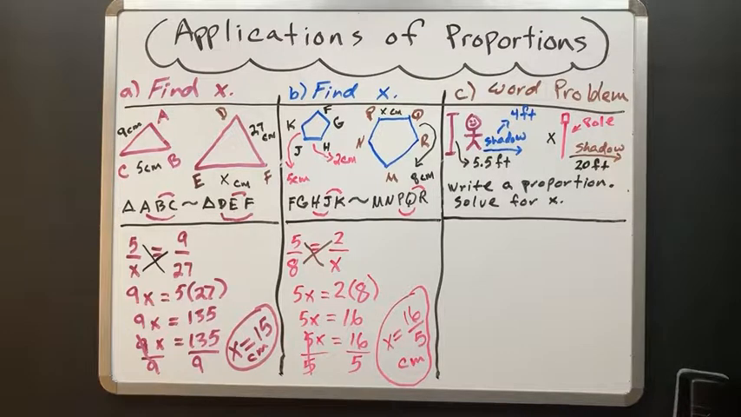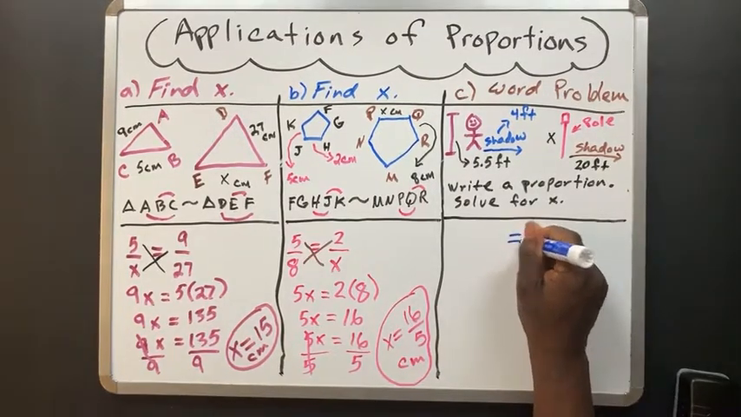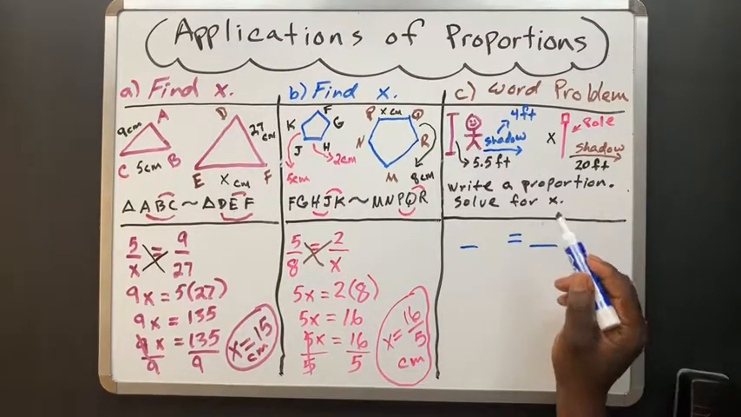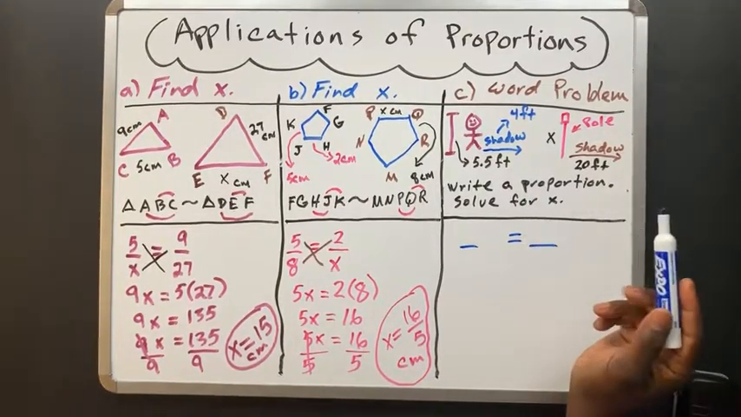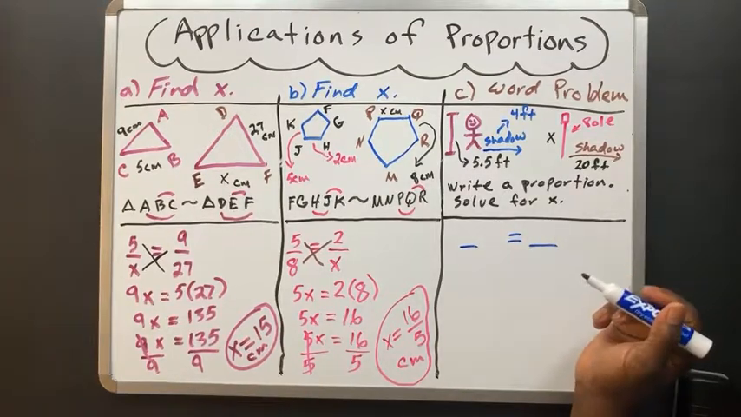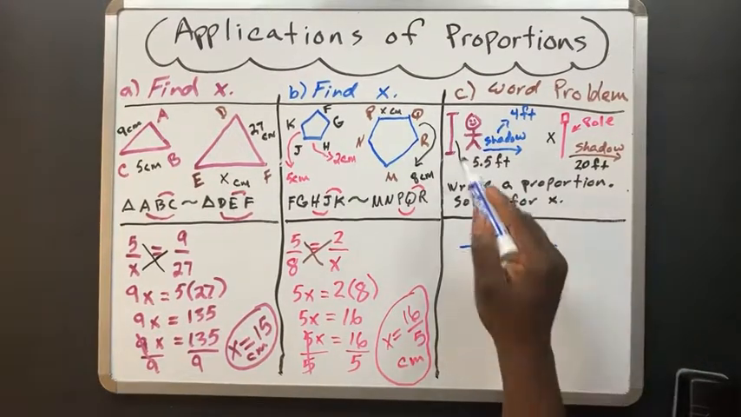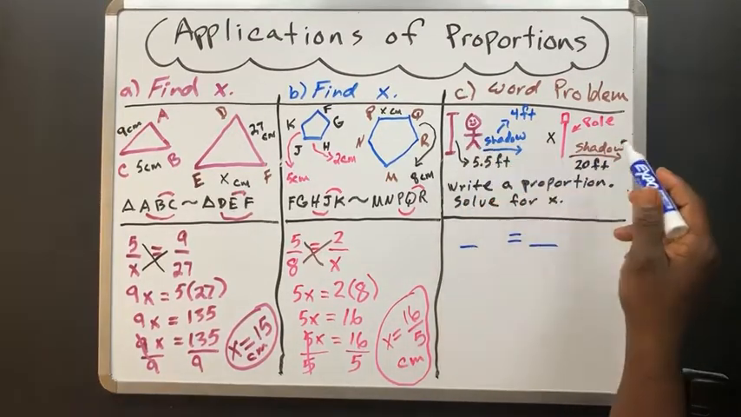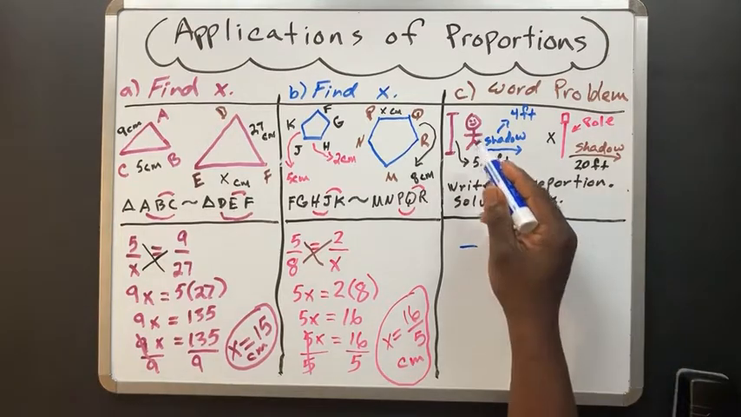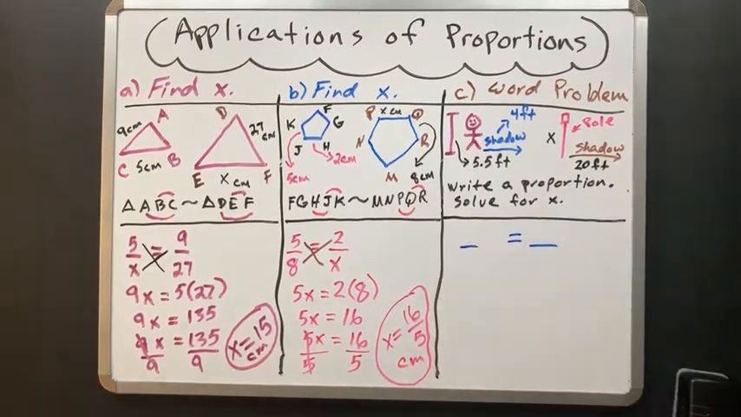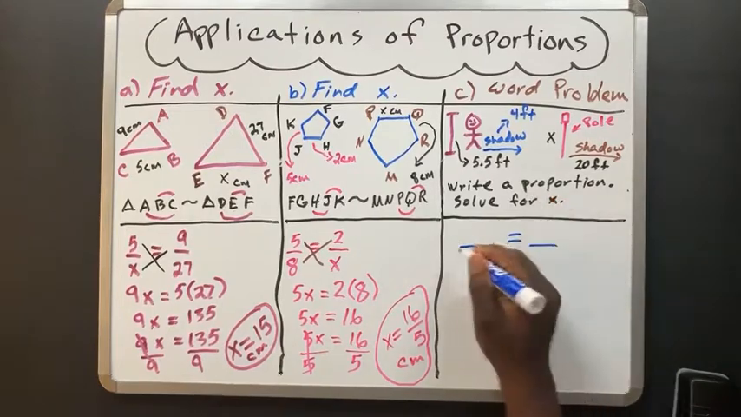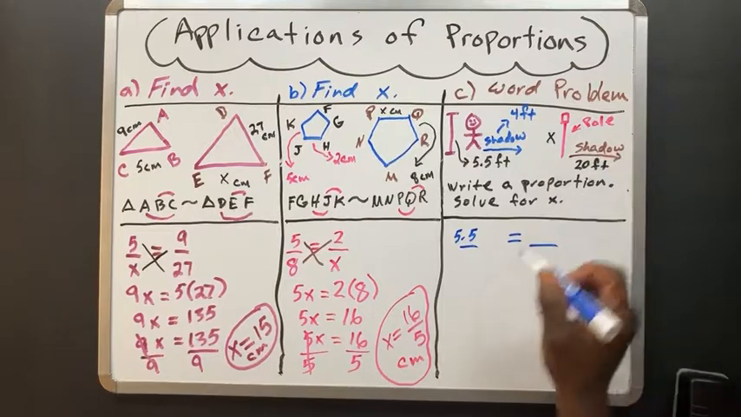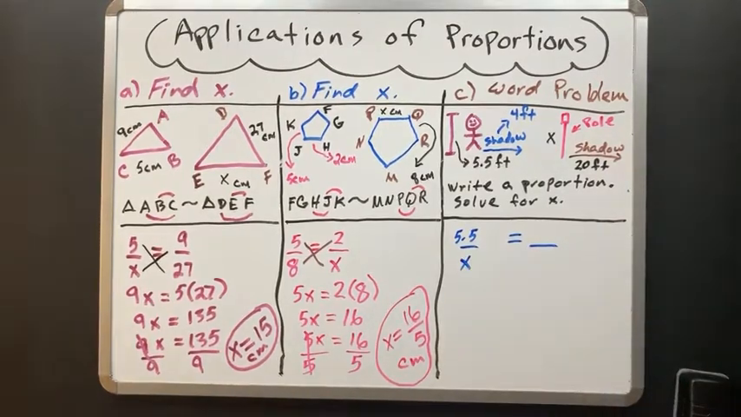We can do this, all right? You might even just set it up. You know your proportion is going to look like this, right? I'm going to go from the height of the person to the height of the pole. Let's do that. So we know the height of the person is 5.5 feet. So I'm going to write 5.5. And that corresponds to the height of the pole, and the length is X. We don't know what that is yet.